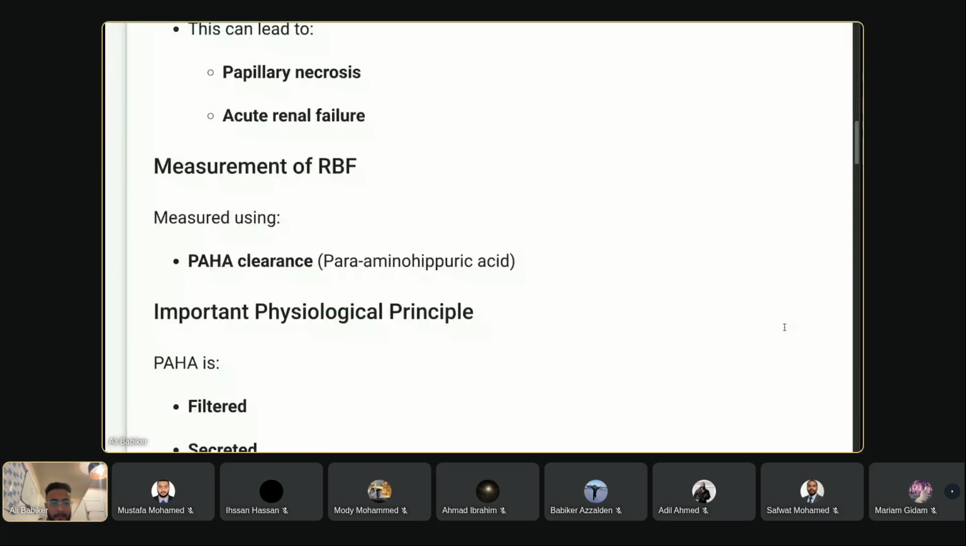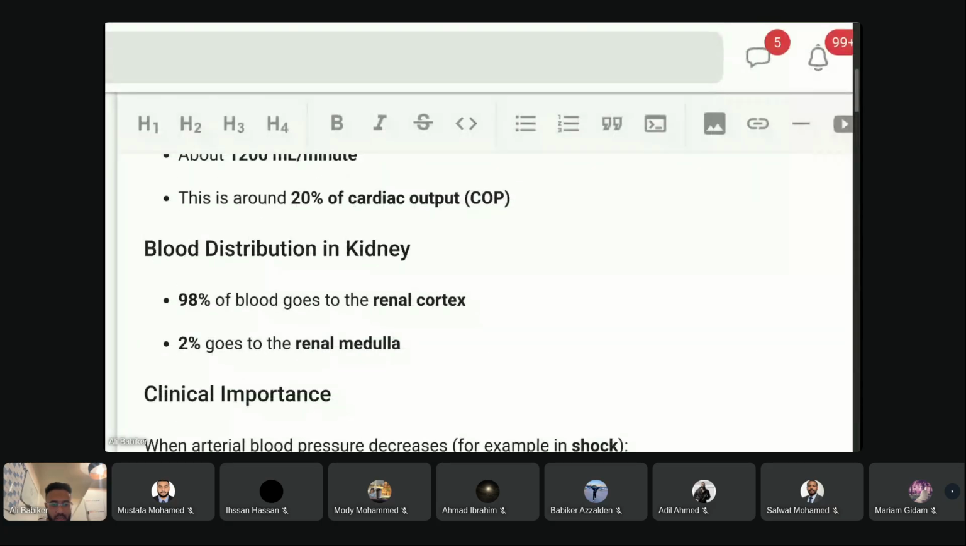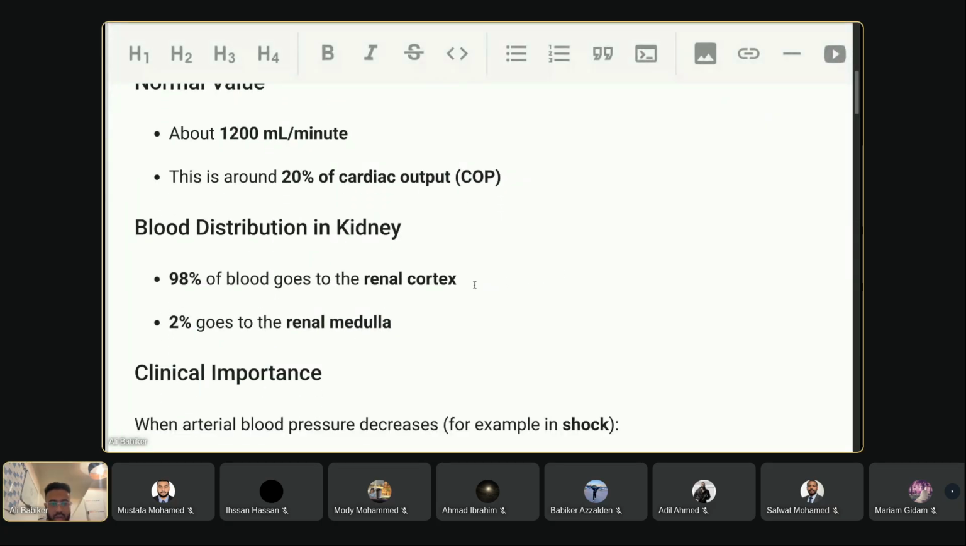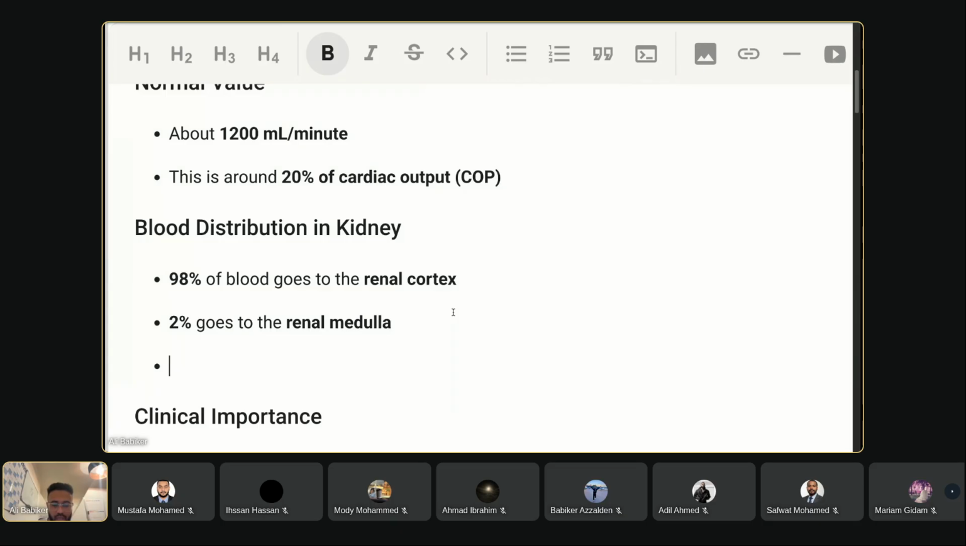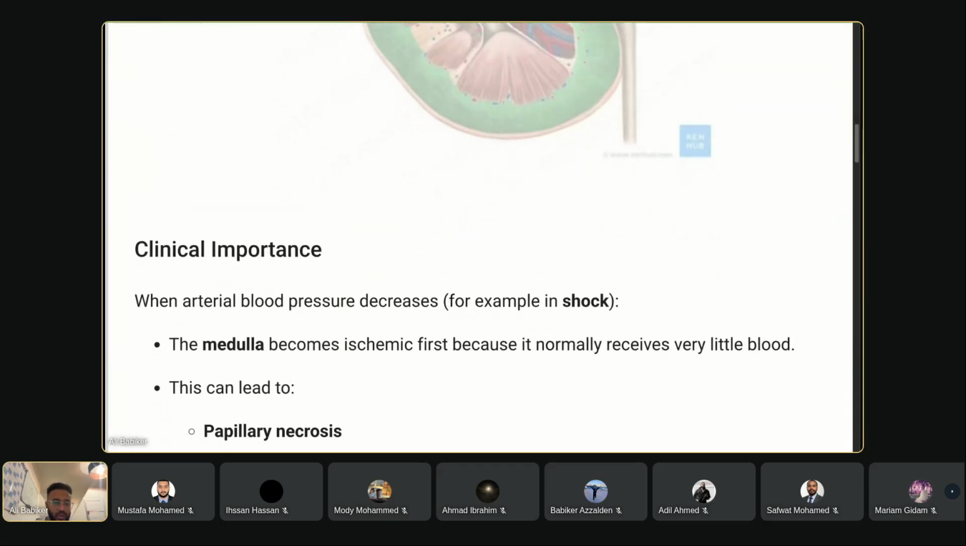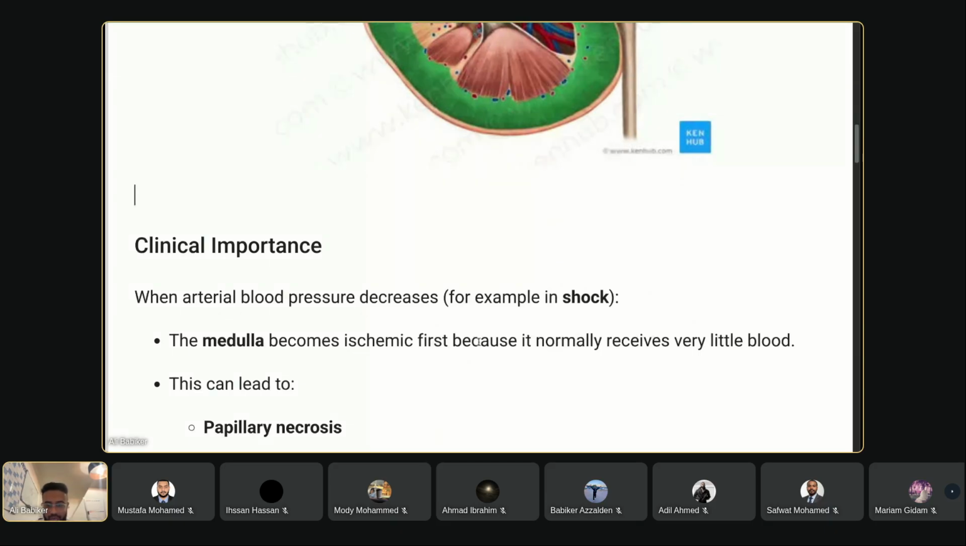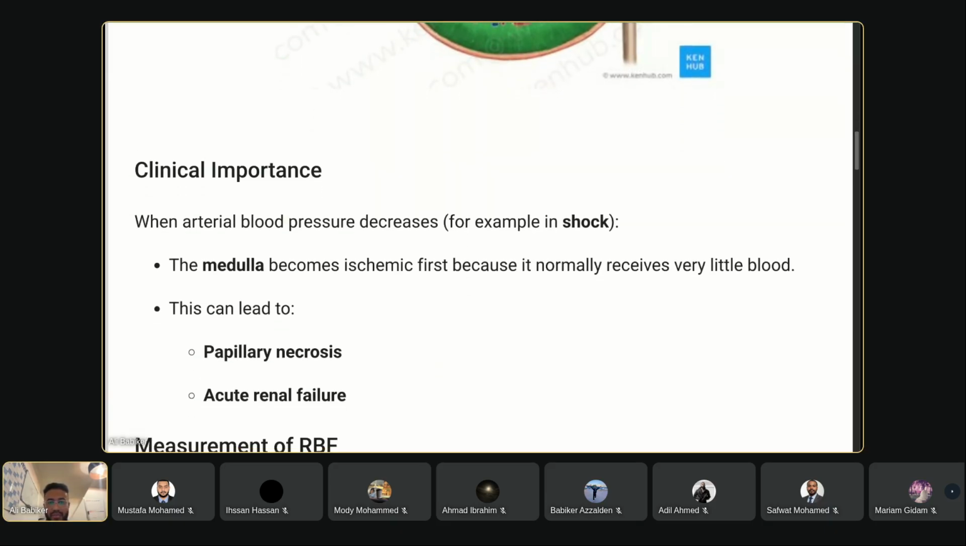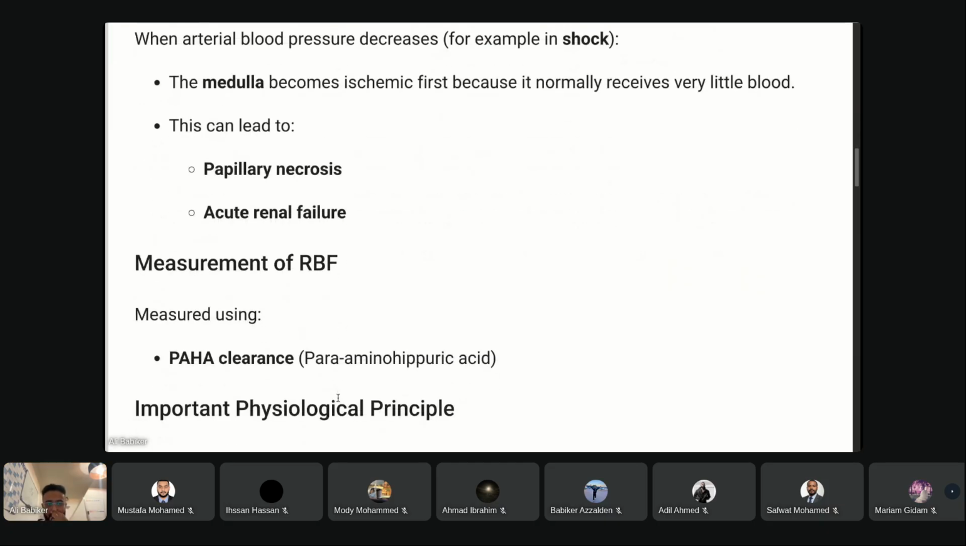So this is important. 98% goes to the renal cortex and 2% goes to the renal medulla. Okay? Clinical importance: when arterial blood pressure decreases, for example in shock, the medulla becomes ischemic first because it normally receives very little blood. This can lead to papillary necrosis or acute renal failure.